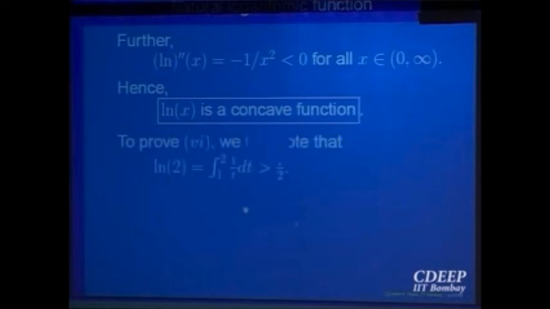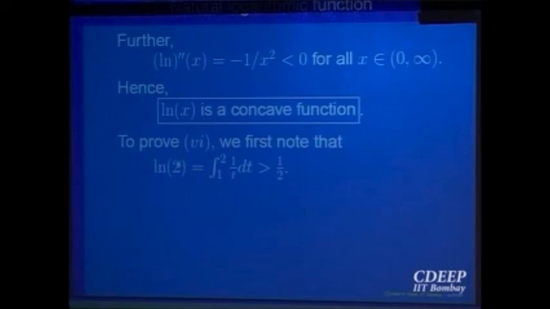Now let us prove it is onto. For that, a small analysis is required. Now algebra ends; when something goes to infinity, analysis enters the picture. So what is ln of 2? That is the integral from 1 to 2 of 1 over t dt. That is bigger than 1 by 2, because the minimum value of the function in the interval 1 to 2 is half. So it is bigger than the minimum value times the length of the interval. The length is 1, so it is bigger than 1 by 2.